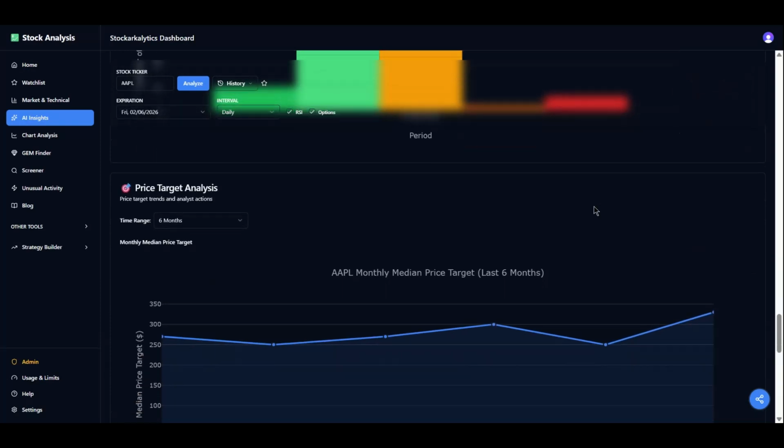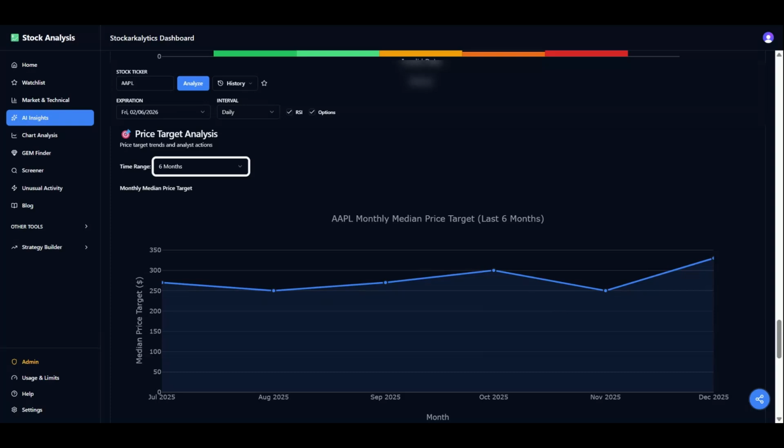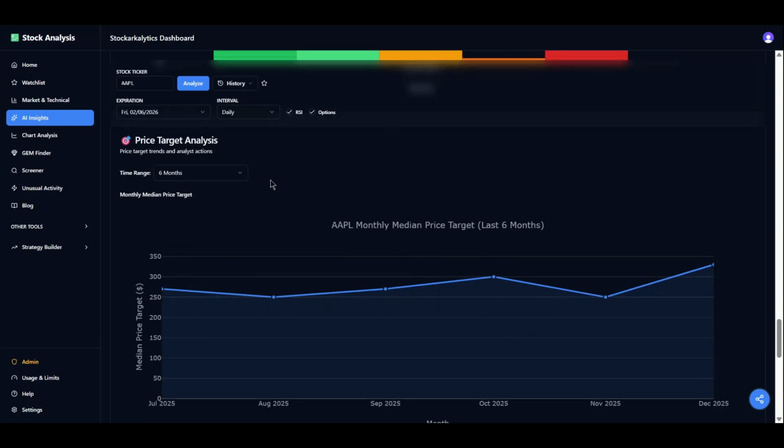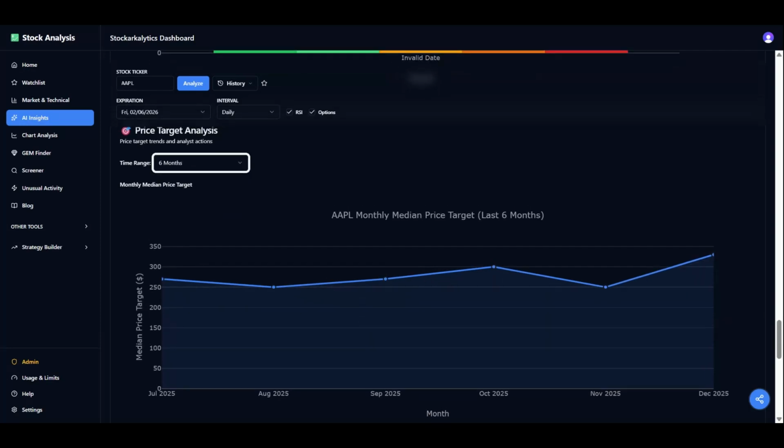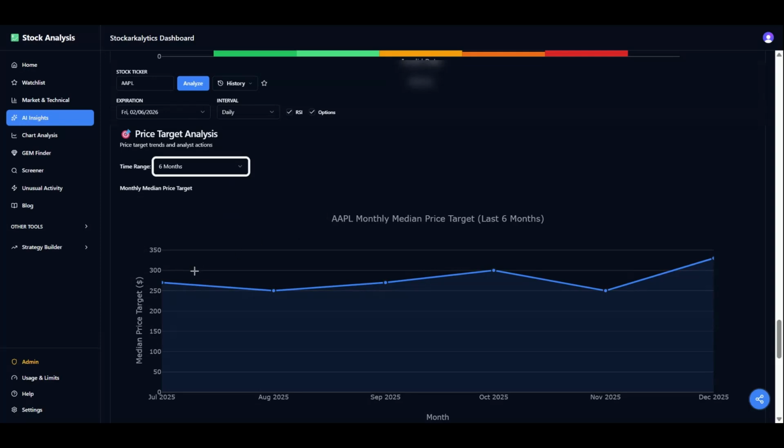Now this next section is price target analysis. This is where we track price targets as a time series and also summarize the actions behind them. First, you can change the time range, like 6 months, so you're not stuck looking at only one window. This top chart is the monthly median price target. We use median so one extreme target doesn't throw the whole trend off.